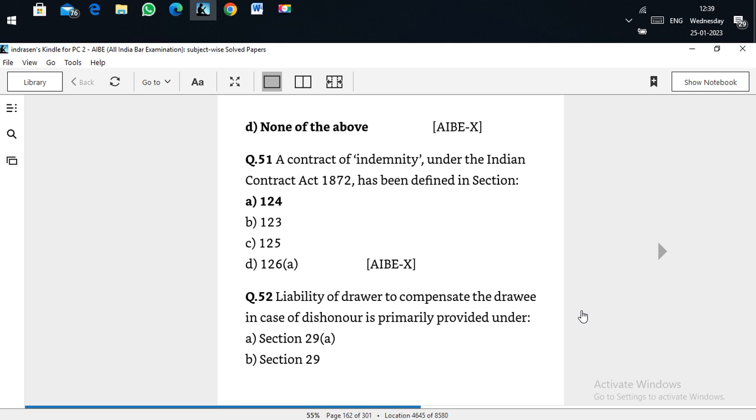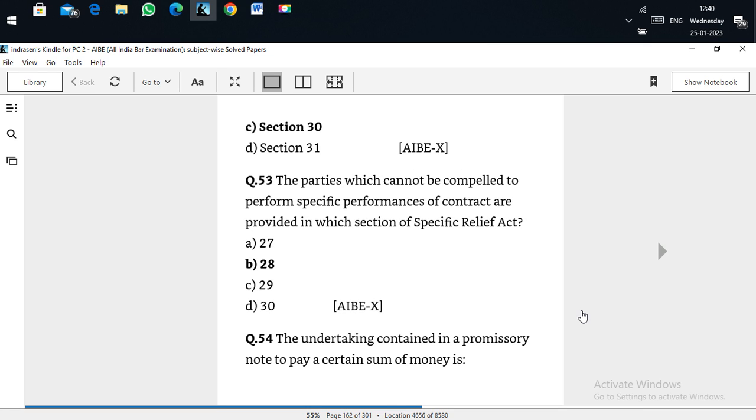A contract of indemnity under the Indian Contract Act 1872, Section 124 defines the indemnity. Liability of a drawer to compensate the drawee in case of a dishonor is primarily provided under Section 30. The parties which cannot be compelled to perform specific performance act under Section 28 of the Specific Relief Act.